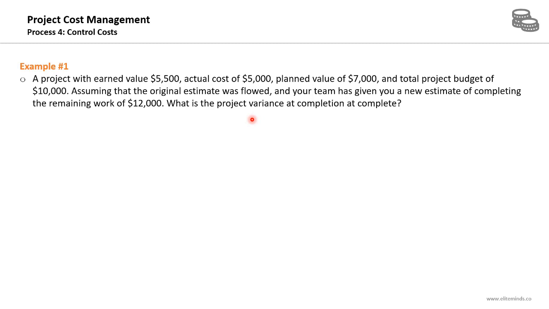Now, based on the assumption given in the question, you need to determine which one of the 4 formulas you should use, and the assumption is made clearly here that the original estimate is not viable anymore.